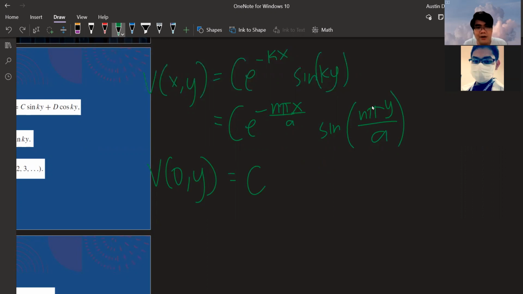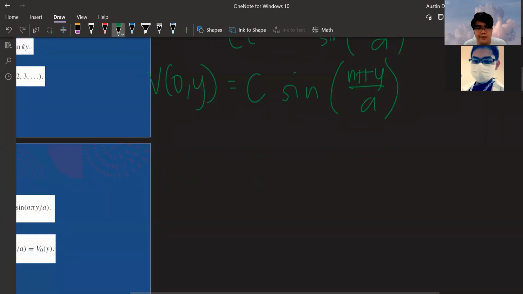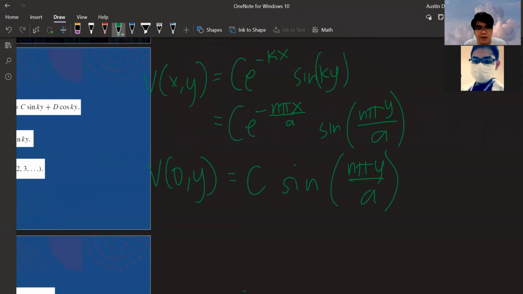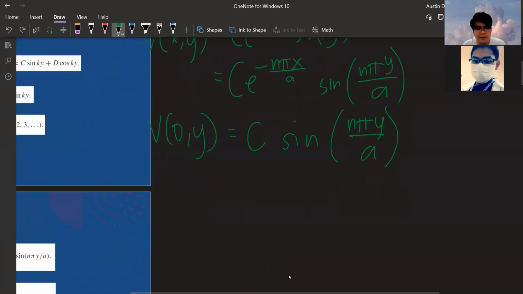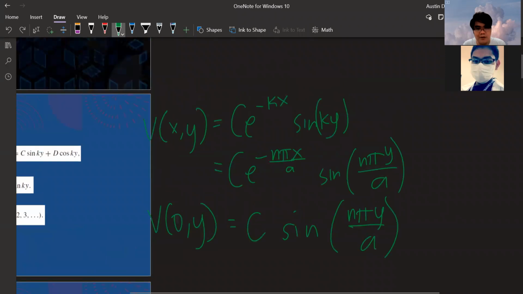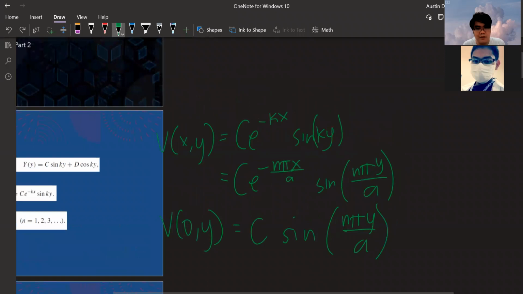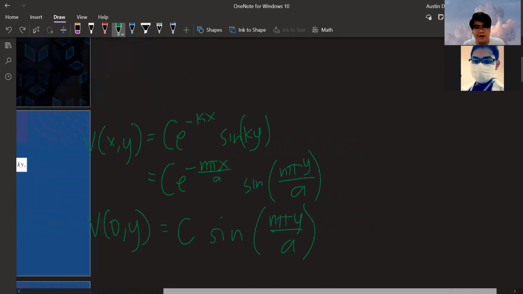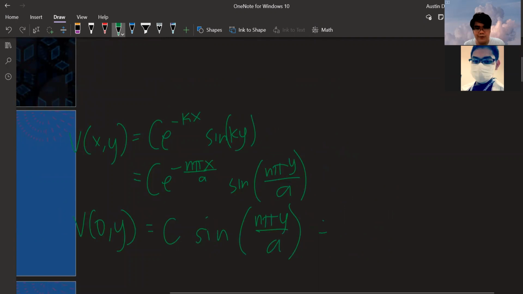Okay, so plug in ko yung 0 here. E raised to 0 is just 1. And we have C sine of n pi y over a, which is just equal to V naught of y. Okay, so how do we solve this problema?